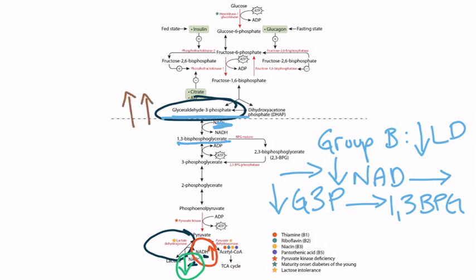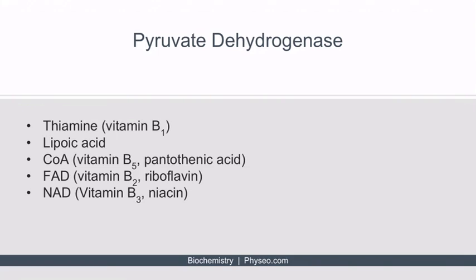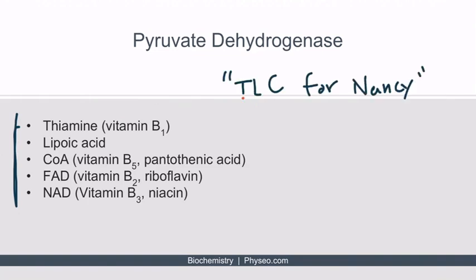Okay, let's move on and talk more about pyruvate dehydrogenase. Pyruvate dehydrogenase is actually a complex that consists of multiple enzymes and requires several cofactors for optimal activity. These include thiamine, lipoic acid, CoA, FAD, and NAD. You can see all of these right here. These can be remembered with the mnemonic TLC for Nancy. Notice how the T corresponds with thiamine, the L corresponds with lipoic acid, the C corresponds with CoA, F corresponds with FAD, and N corresponds with NAD. The B vitamins are incredibly high yield, and there is a separate video for this topic, but take some time to commit this to memory.